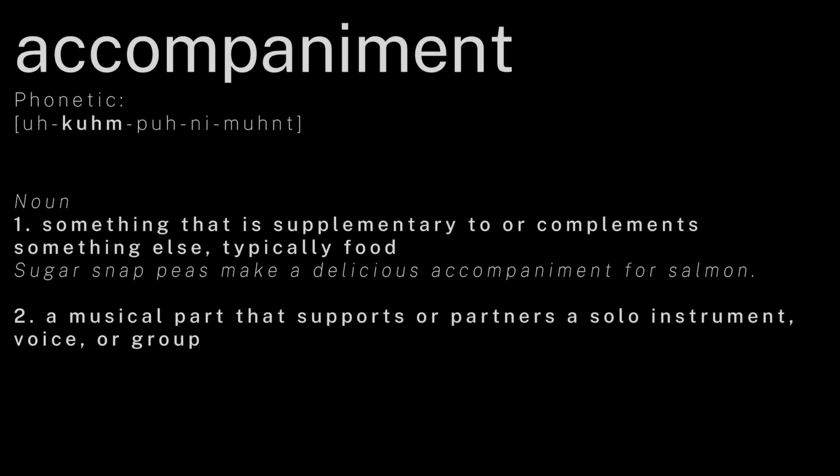Our 29th word is accompaniment, which is a noun that means something that is supplementary to or complements something else, typically food. For example, sugar snap peas make a delicious accompaniment for salmon. It can also mean a musical part that supports or partners a solo instrument, voice, or group.